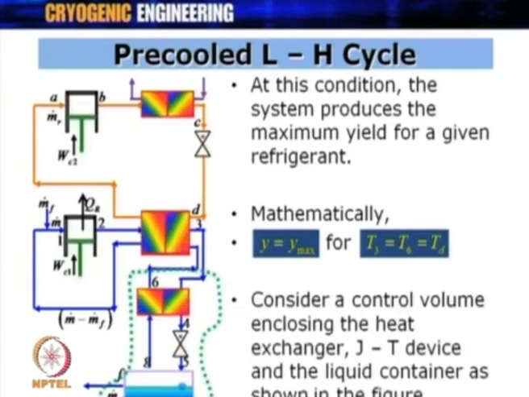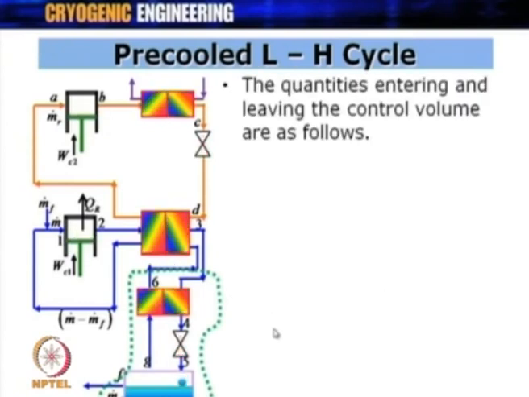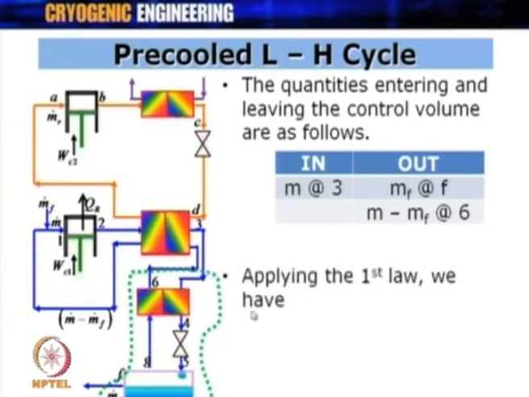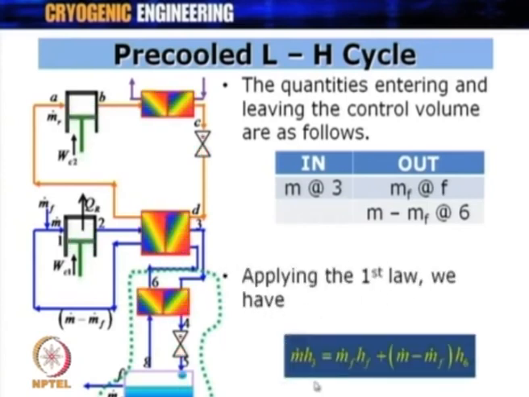Now, consider a control volume enclosing the heat exchanger, JT device and the liquid container, as shown in the figure. Earlier we had taken a bigger enclosure, but if I take this as the enclosure now and do the energy balance, again we find the quantities entering and leaving the control volume. What is entering is mass at point 3, that is m dot at 3, and what is leaving is m dot f at point f and m dot minus m dot f at point 6. Applying the first law again, we get m dot h3 is equal to m dot f h_f plus (m dot minus m dot f) h6.